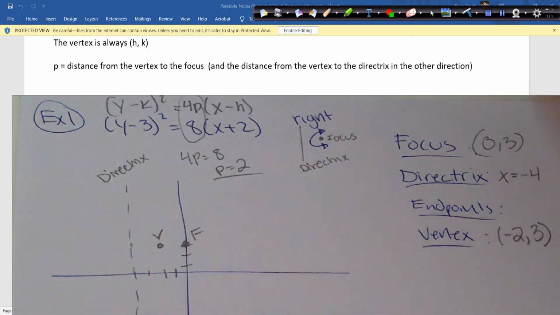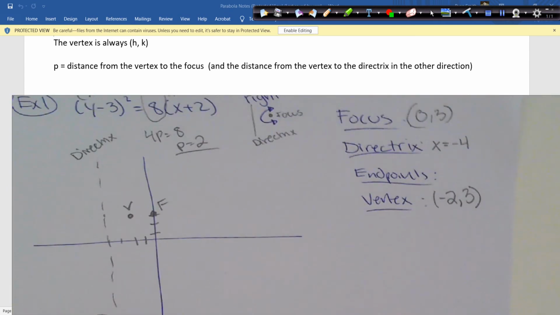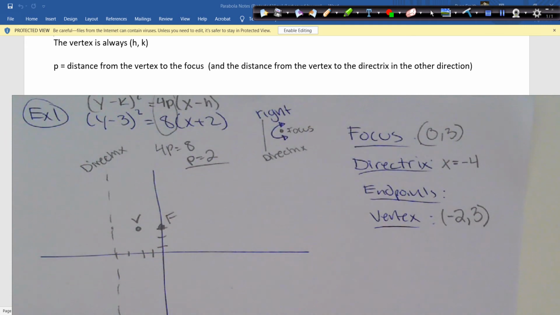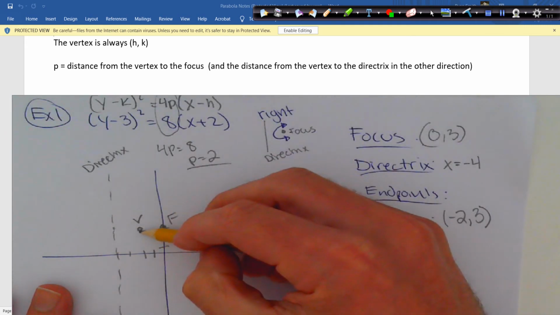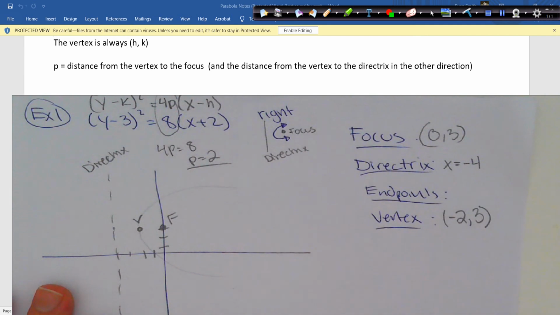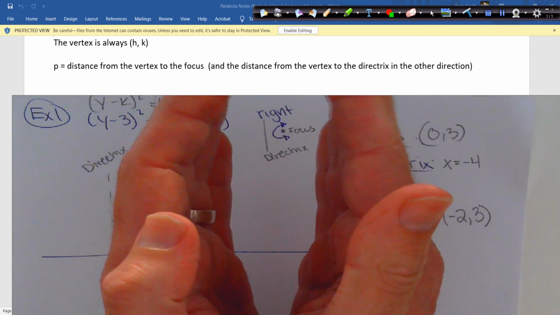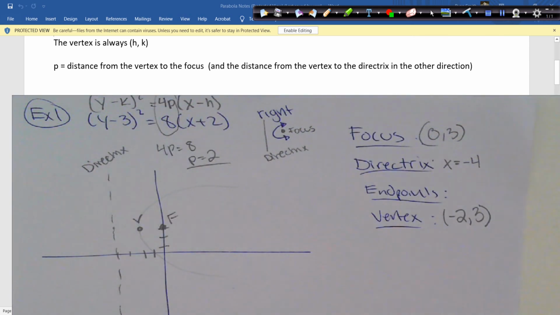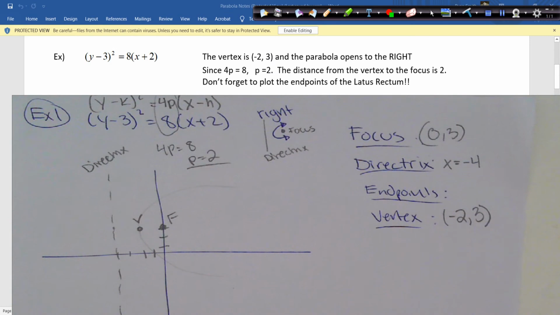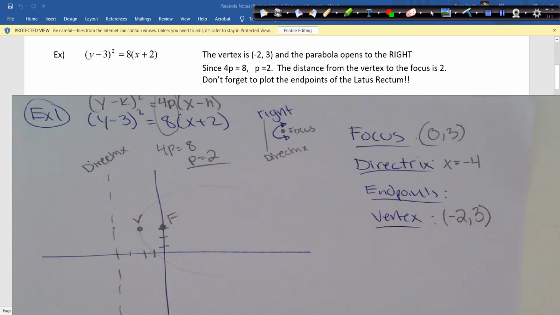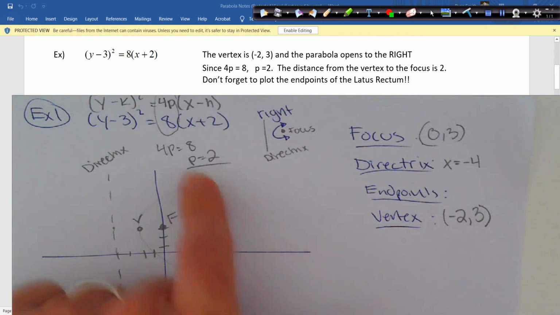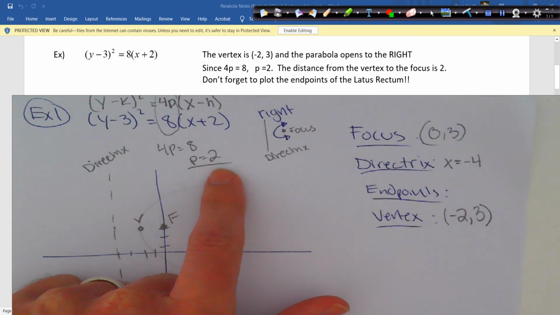Last but not least, it looks like we have the beginning of this, but now my question is, I know the parabola goes something like this, but I don't know how wide or narrow it's going to go. So how do I figure that out? Well, let's look up here. This is -2, 3, opens to the right, which we got. Here's my vertex, -2, 3. Since 4p equals 8 means p equals 2, which we got, the distance from the vertex to the focus is 2.